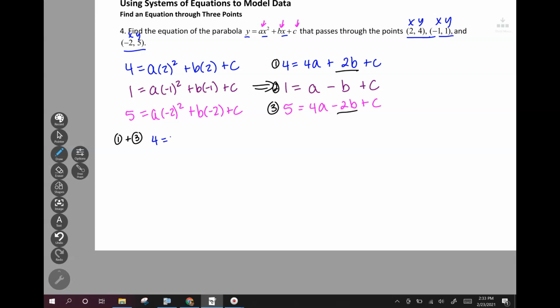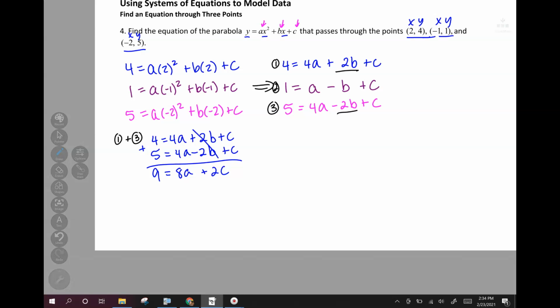So it's going to be 4 equals 4a plus 2b plus c, and 5 equals 4a minus 2b plus c. So adding those together, I get 9 equals 8a, b's cancel, plus 2c. All right, so I eliminated one of the variables from those two equations. Now I have to choose two other equations to eliminate the same variable. So I need to eliminate b again from either of the other two equations. So I'm going to do equations 1 and 2.